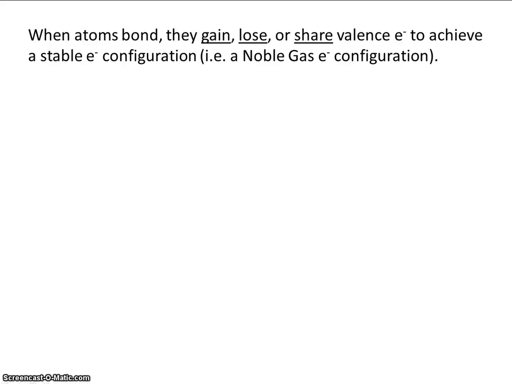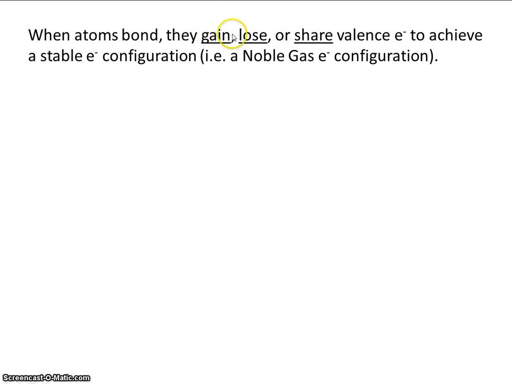In this video, we'll be reviewing two types of bonding, ionic bonding and covalent bonding. And then we'll learn about two specific types of covalent bonding, nonpolar and polar. When atoms bond, they gain, lose, or share electrons to achieve a stable electron configuration. That is, a noble gas electron configuration.